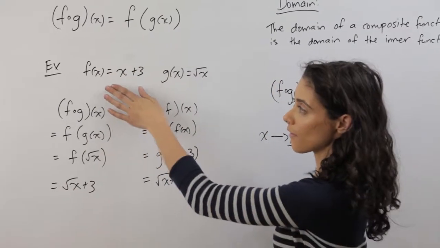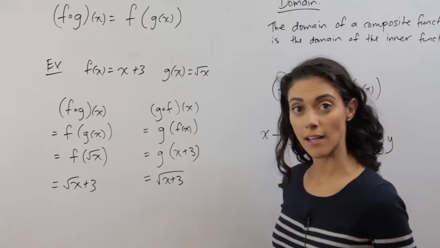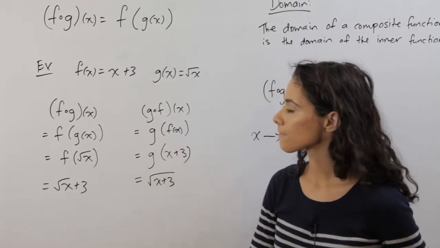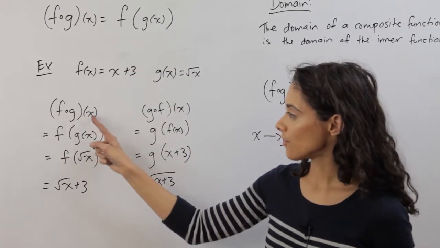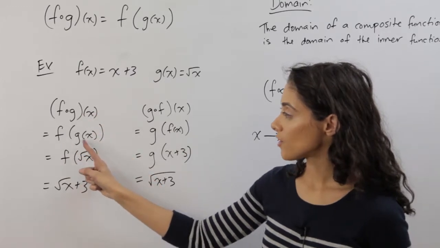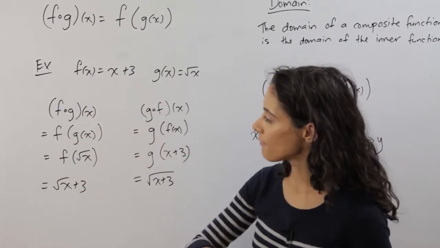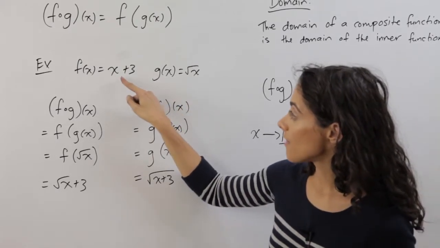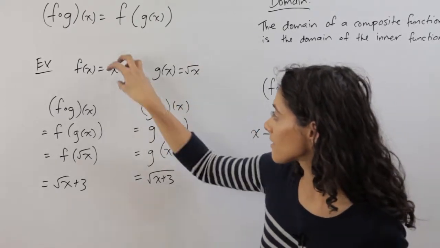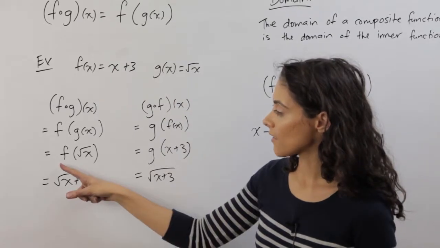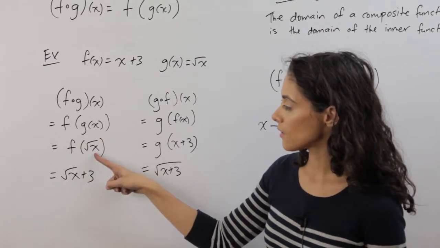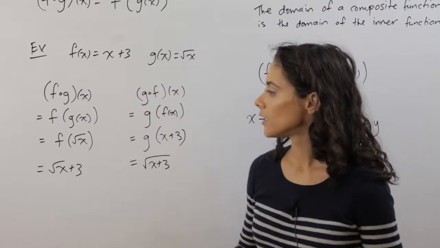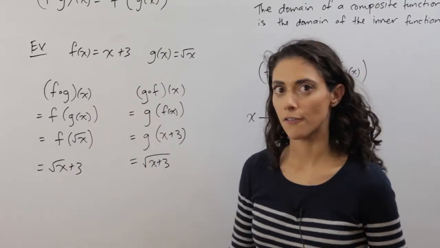As an example, I've got this equation, f of x equals x plus 3, and g of x equals square root of x. So f at g of x means I'm going to take g of x and plug it into f. Here's g of x, root x, and where I have an x in this function, I'm replacing it with g of x. The end result is root x plus 3. Where I used to have an x, I've replaced it with the other function.